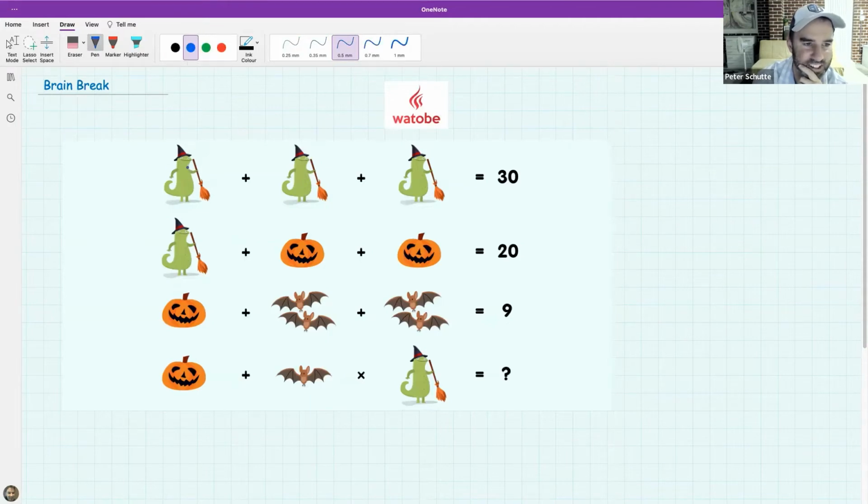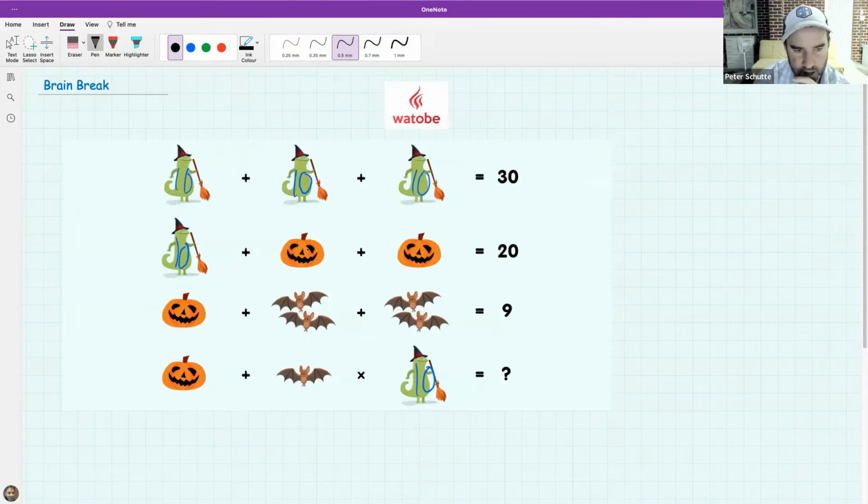So the lizard is, what is it going to be? 10, yes, because that's the only way you're going to get to 30. And so all my lizards, because they're a lizard, they must be worth 10. Be careful with the bats because there's 2 of them in a position. And I know before we had problems with those types of situations. So what do we have?